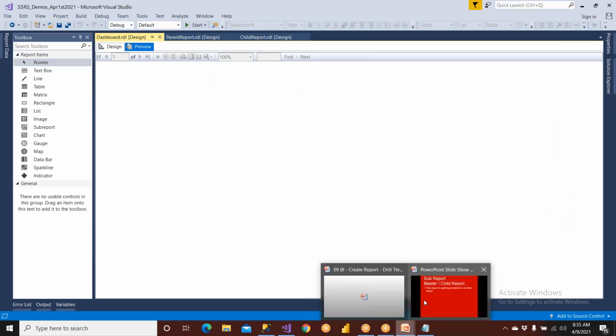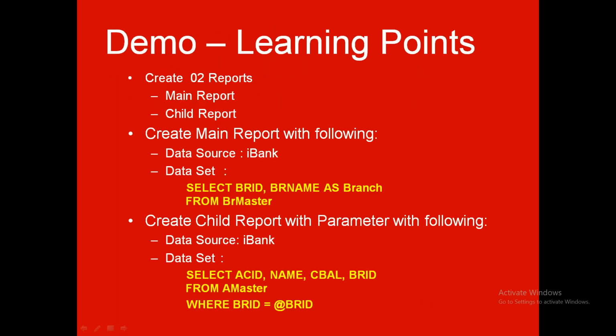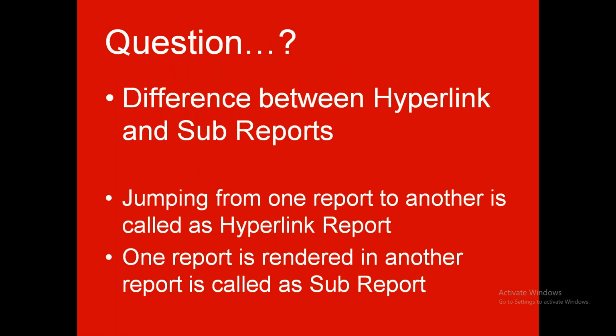So this is the difference between a sub report and a hyperlink report. Jumping from one report to another is called a hyperlink report, and one report getting rendered in another report is called a sub report. Clear? Which is very, very easy.